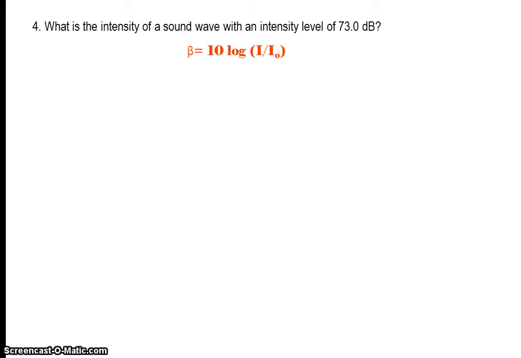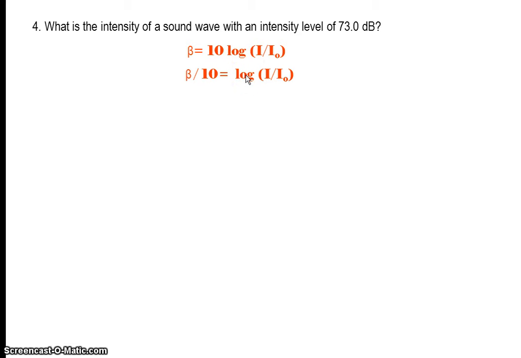So in this case, we want to work backward. It gives us an intensity level of 73 decibels, and we want to know what the intensity is. So we're looking for the I value here. Again, this has 2 significant digits, the ones and to the right, so our answer should have 2 significant digits in the end. The first thing I need to do is divide by 10. And then how do I get rid of the log right here?